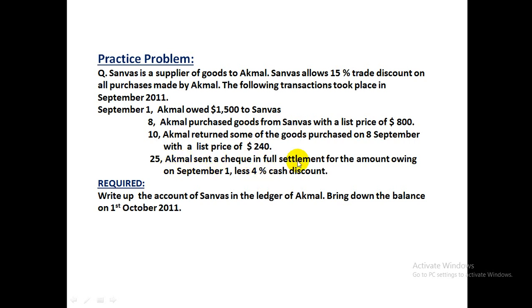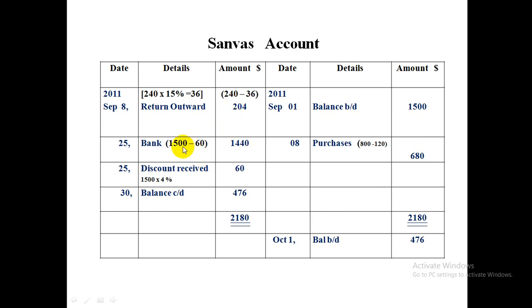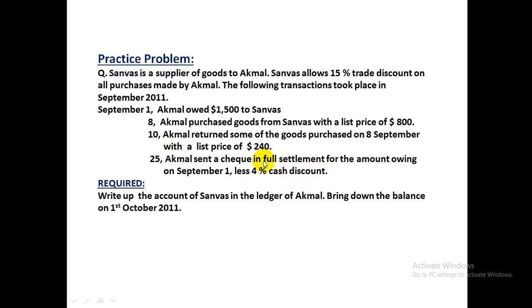Akmal sent a check in full settlement for the amount owing on September 1 less 4% as discount. This is the amount which Akmal owed, 1500 to Sanvas. 1500 minus 4% cash discount is actually 60. The discount will also be debited in his account. The amount received from him will also be debited. After subtracting the discount from the amount which we owe to him, the amount will be debited.